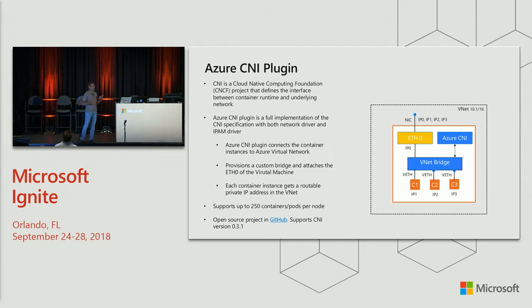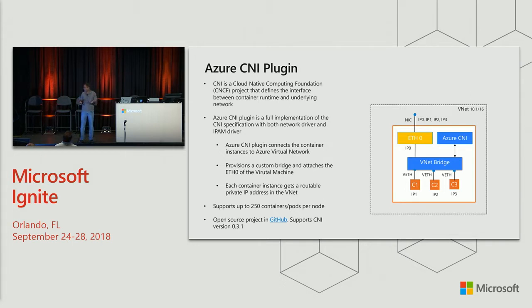So what we did in Azure is we built an implementation of this, the Azure CNI. And CNI is the most standard thing that is used by the Kubernetes community, right? If you're using Kubernetes for orchestration of your containers, the networking is usually provided by the CNI.